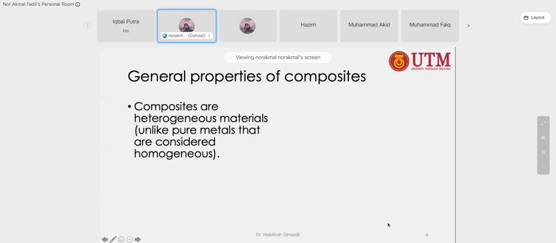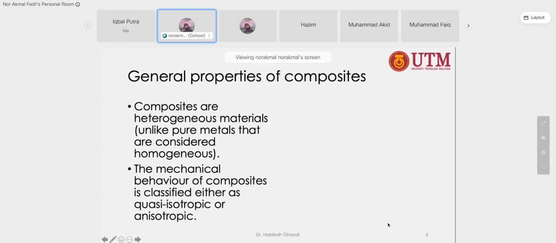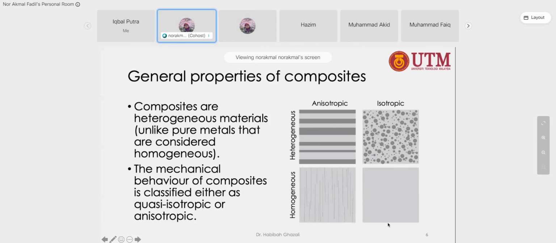Unlike pure metals, which we consider homogeneous materials, the composite is a heterogeneous material. The mechanical behavior of composite is classified either as quasi-isotropic or anisotropic materials. So, anisotropic materials, isotropic materials, homogeneous and heterogeneous. Homogeneous, for example, pure metals.